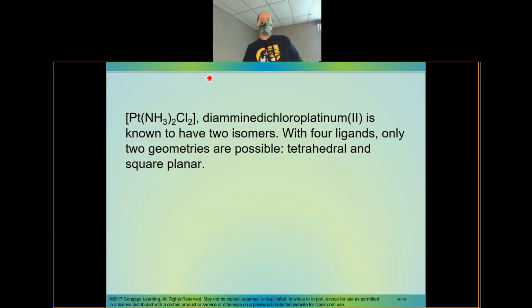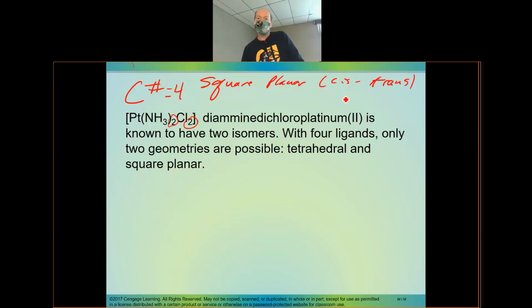All right, so we have our diamminedichloroplatinum(II). This is known to have 2 isomers. When we look at this, we see that we have a 2 plus a 2, so our coordination number is equal to 4. When your coordination number is equal to 4, you're either going to be square planar, and in square planar, you have cis-trans possible. Or it's tetrahedral.